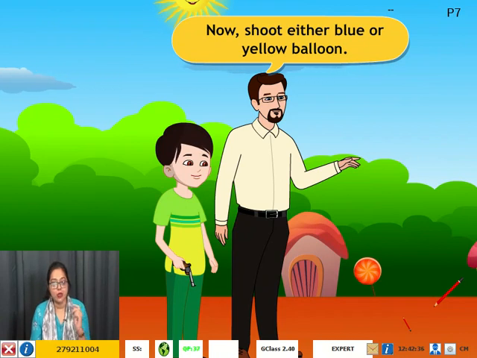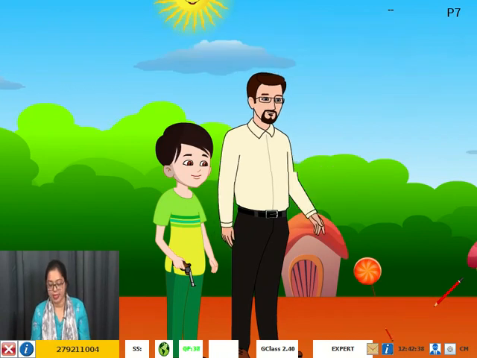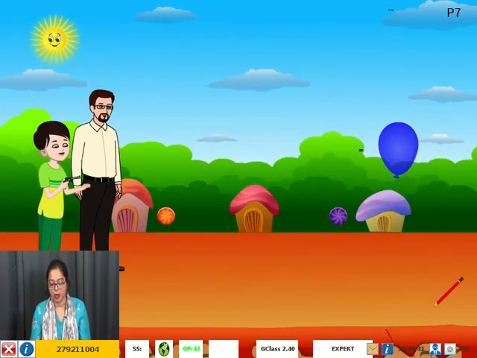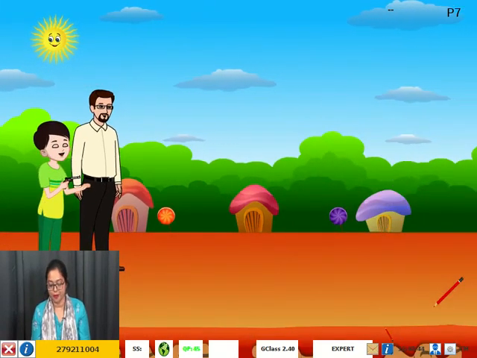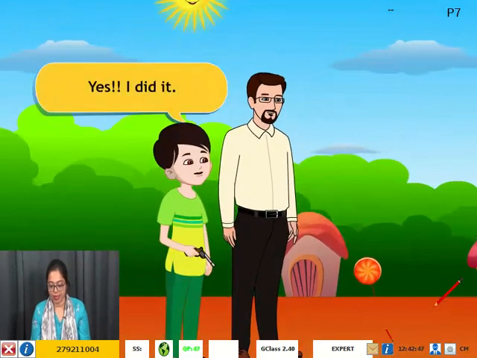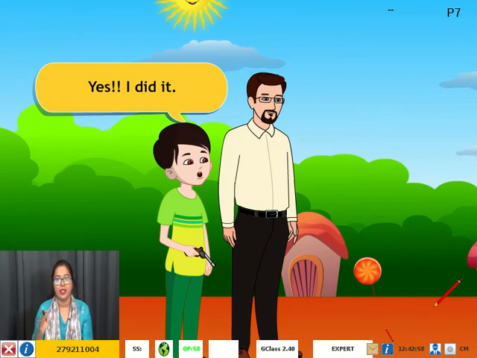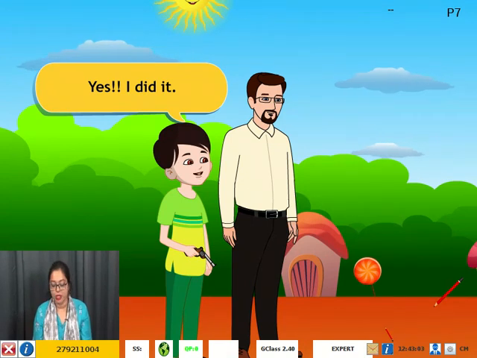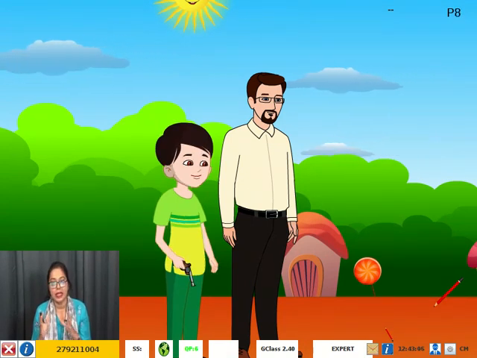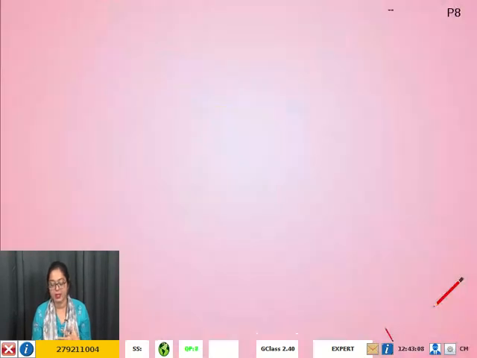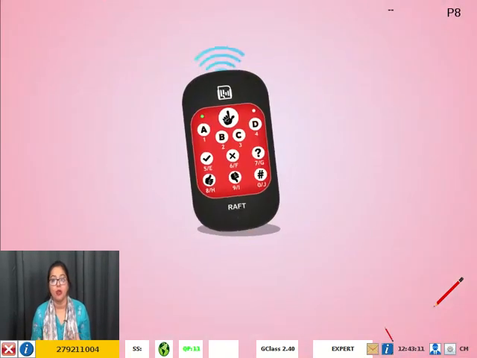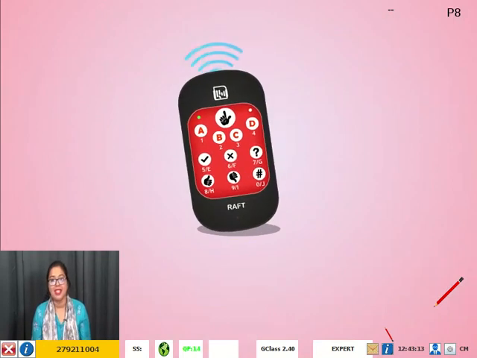Okay. So what did he choose? Let's see what he chose. Now he chose to shoot the blue balloon. Now what is the boy saying? The boy is saying, yes, I did it. He was just following his father's advice, isn't it? So your duty is to look at the sentences carefully, what the sentences are saying. So that is the point. You have to go through the sentences carefully to identify what kind of conjunctions we are speaking about, what kind of connectors we are speaking about.